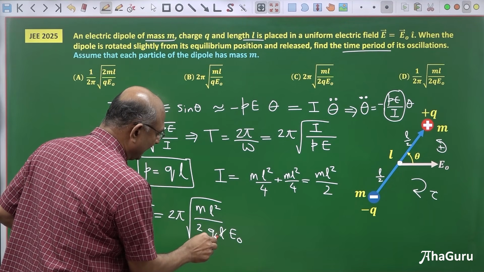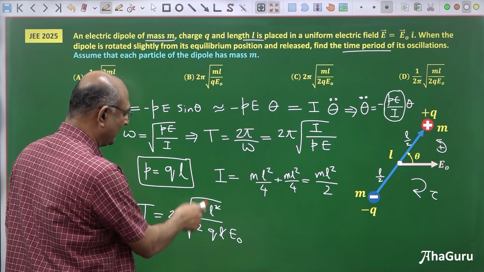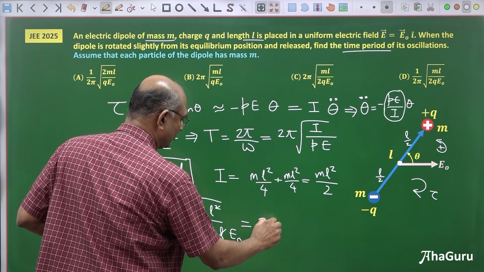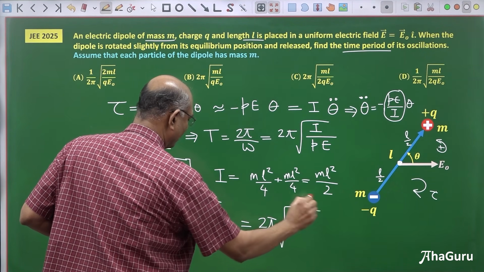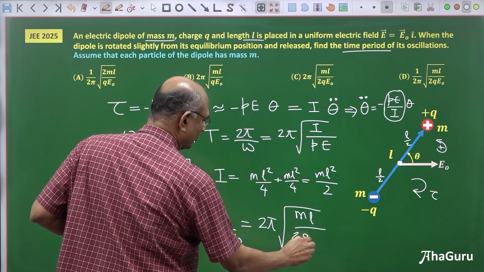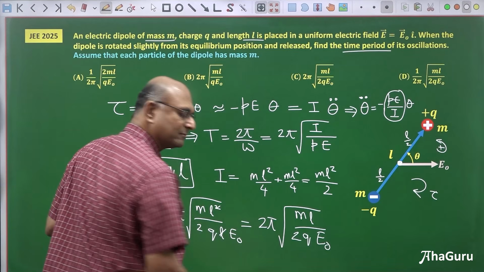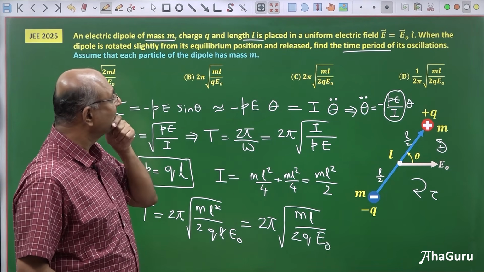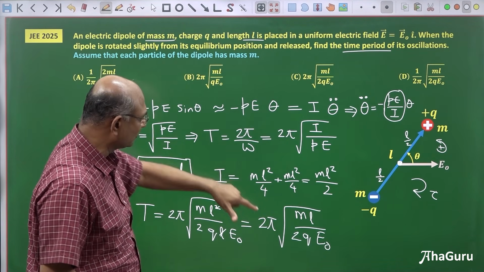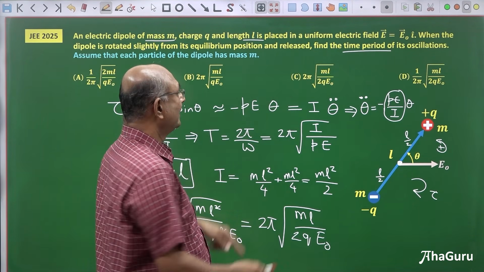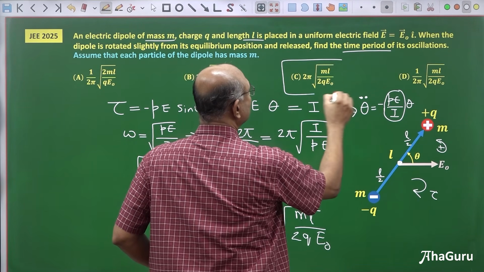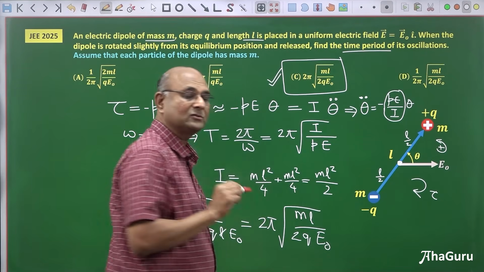Okay, now this L and this L square you can cancel out, one L, and so you get ml by 2q E naught. Okay, so you have 2 pi root of ml by 2q E naught. Is there an option like that given here? No, 1 by 2 pi, no. 2 pi ml by q E naught. No, that is not it. Look at this one. 2 pi root of ml by 2q E naught. So the correct answer is option C.